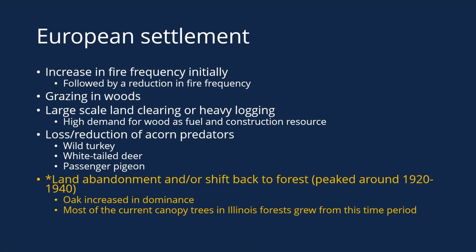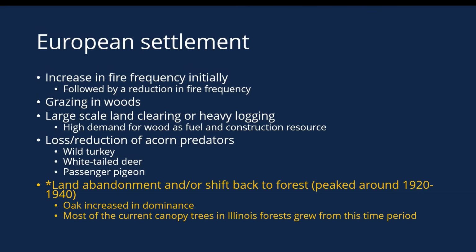So we saw this really big increase in the forest that we see today on the landscape. It really came out of this era of kind of heavy use followed by land abandonment. Most of our forests now in Illinois and our larger oaks fall into that 80 to 120-year-old range. Again, they came out of this time.